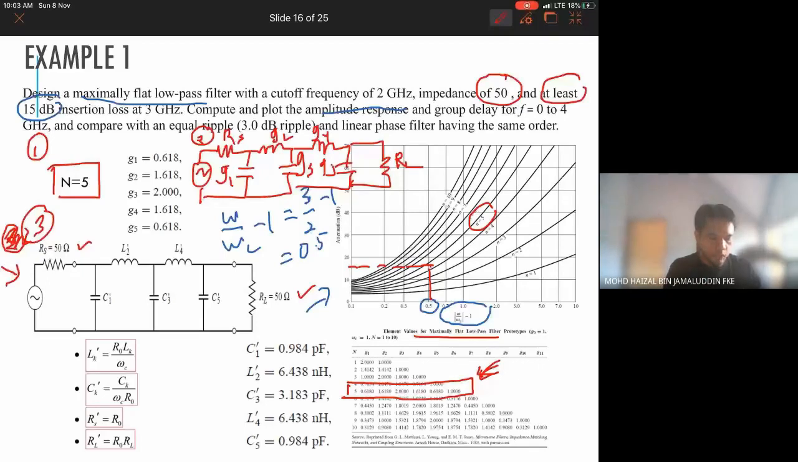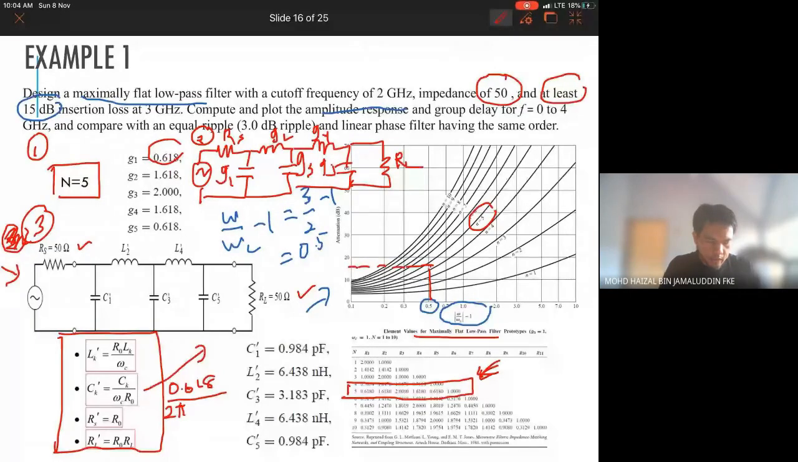So we need to refer to all the formulas for the capacitor and inductor. For the capacitor, we just need to replace this, okay, C1 prime equivalent to C1 divided by omega c times R naught. So C1 is the value of G1 here. So you will have 0.168 divided by omega c, which is 2 pi times fc, 2 gigahertz, times 50. So you will get this value of C1 and so on.